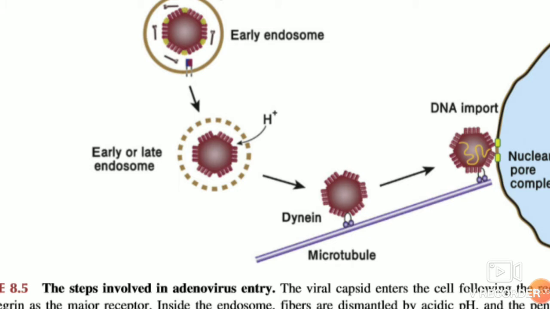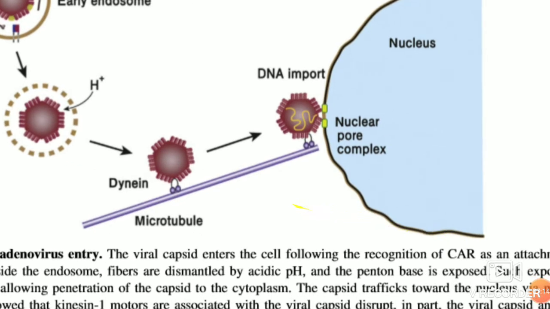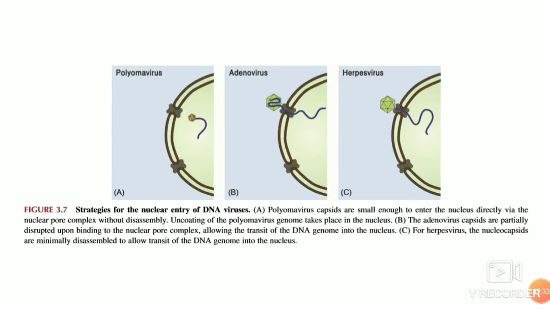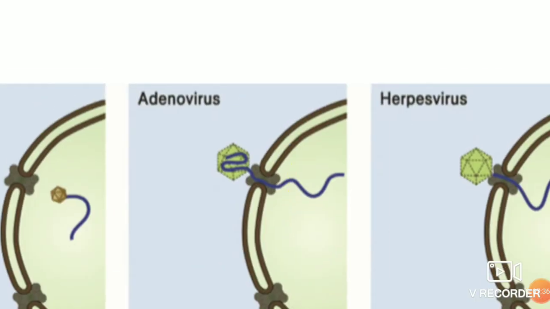Once in the cytoplasm, they interact with microtubules and dynein, and using that they travel towards the nucleus, where they attach to the nuclear pore complex. The adenovirus has a partially disrupted viral capsid, and after interaction with the nuclear pore complex, it injects the viral genetic material into the nucleus.